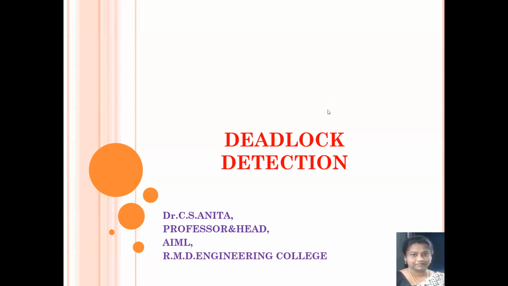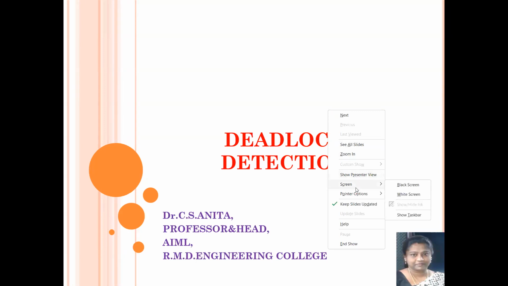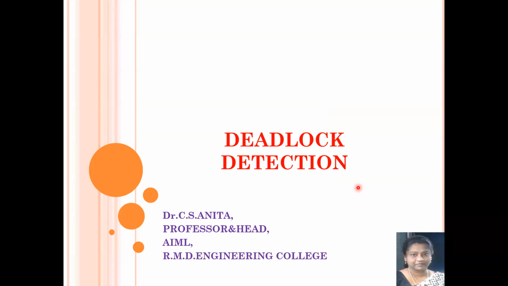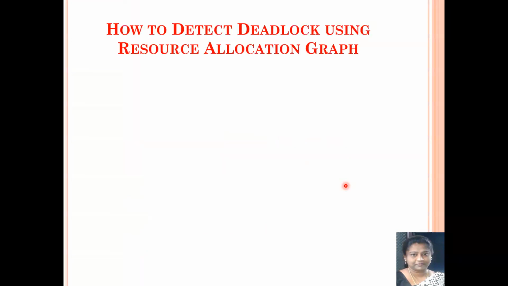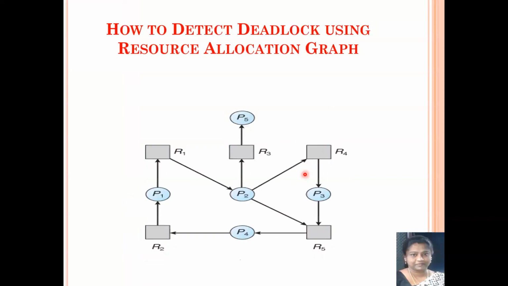In this video, we are going to learn how to detect deadlocks. To begin with, we are now going to look into a resource allocation graph. I hope all of you know what is meant by a resource allocation graph and how to draw one. Now, the question before us is how to detect deadlock using a resource allocation graph. Let me now show you a resource allocation graph.